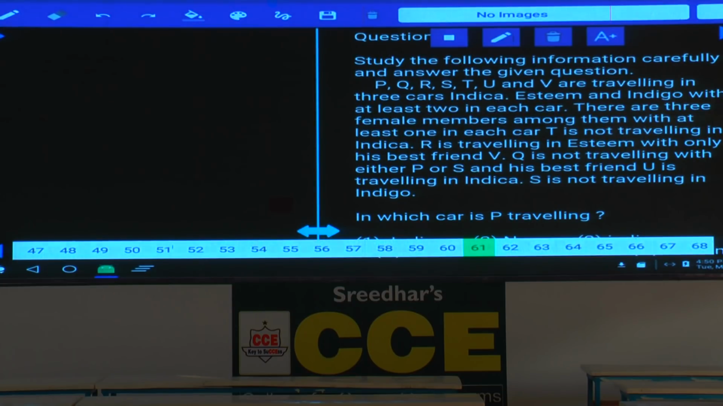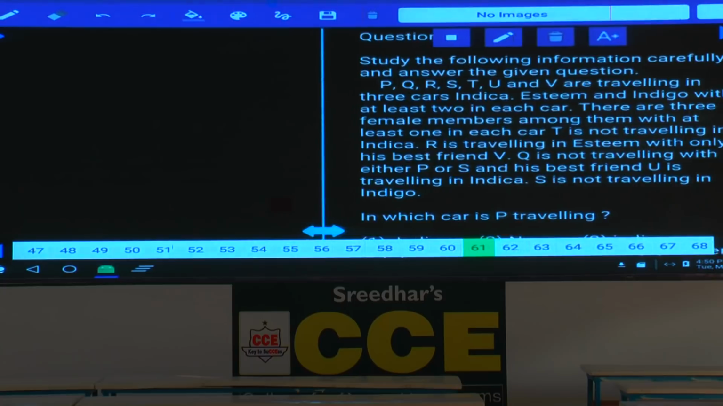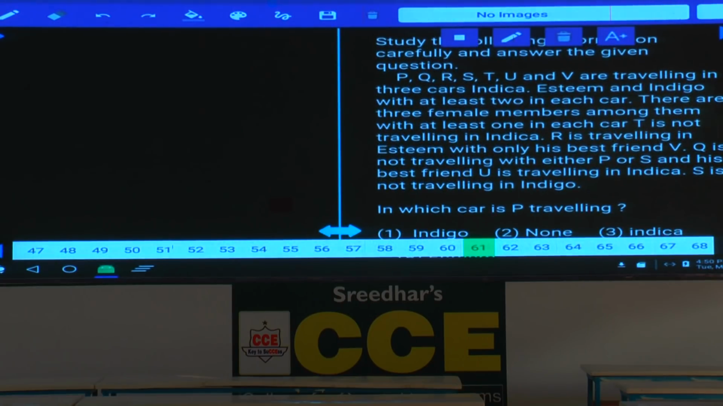And it comes under which category? Distribution. More than 1 person is traveling in each of these cars. Hence it comes under common distribution. Whenever it belongs to common distribution, we need to divide this according to the cars. What are the cars given here? Indica is one, next one is Esteem, and the other is Indigo. Indica, Esteem and Indigo are the 3 cars in this one.